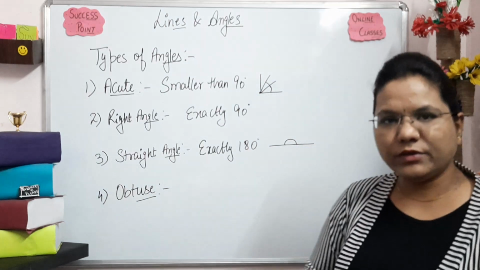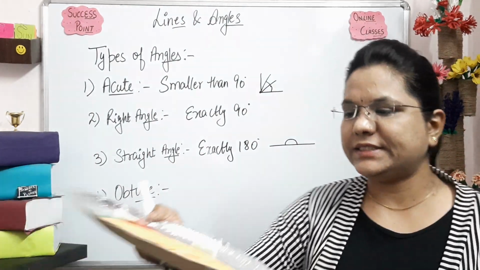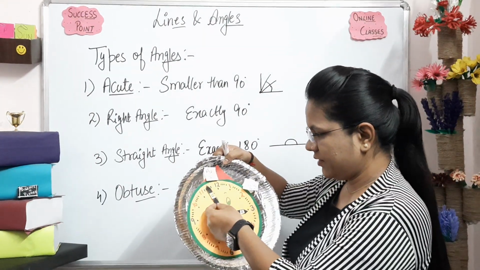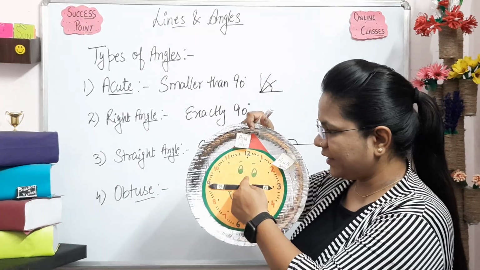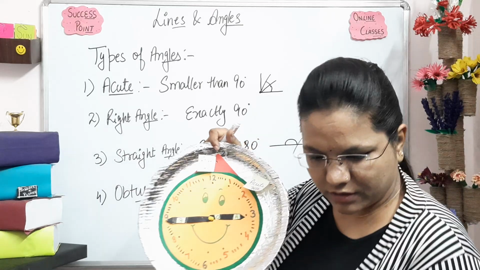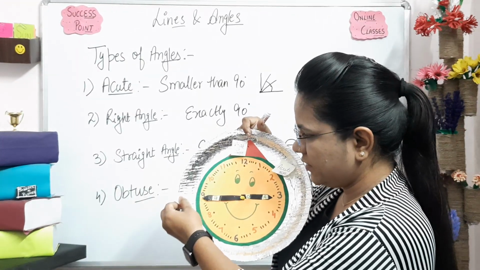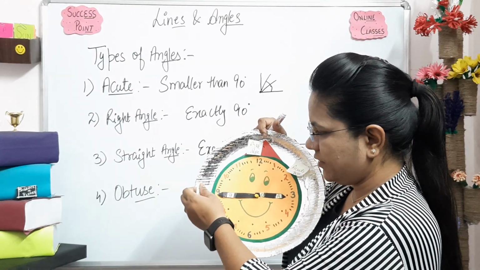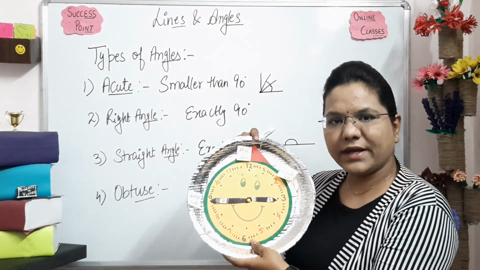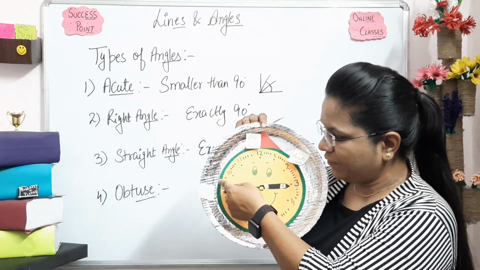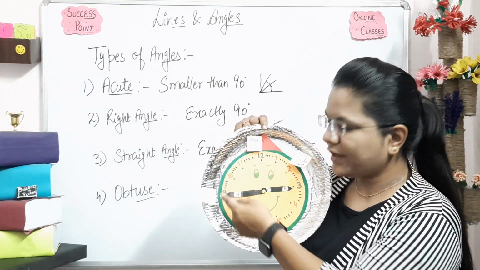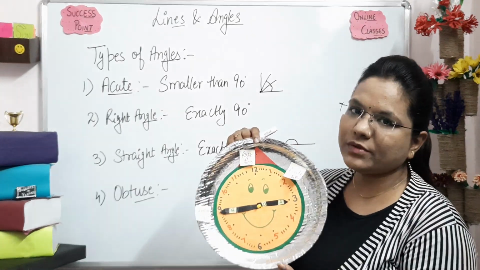So what about obtuse angle? If we check this one, this is 90 degree, right angle. This one is straight angle. Okay, let's give it the name straight angle. Okay guys, so this is right angle, this is straight angle. So in between angles, all these angles we will call obtuse angle.